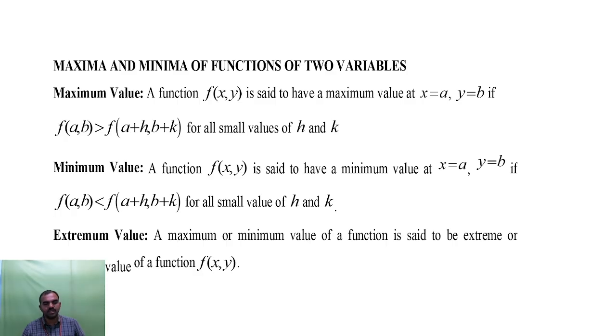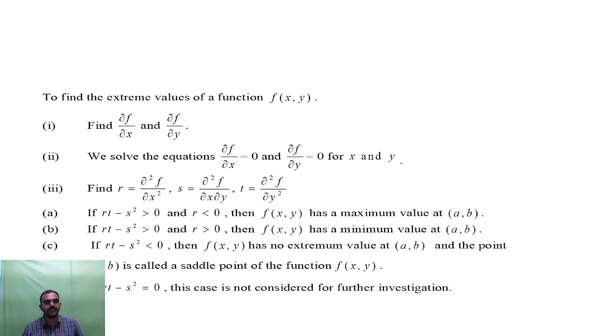So what is the meaning of extreme value? It covers both maximum and minimum values. A maximum or minimum value of a function is said to be an extreme value of the function f(x, y). So to find the extreme values of a function f(x, y), which are nothing but the maximum and minimum values, what is the procedure?